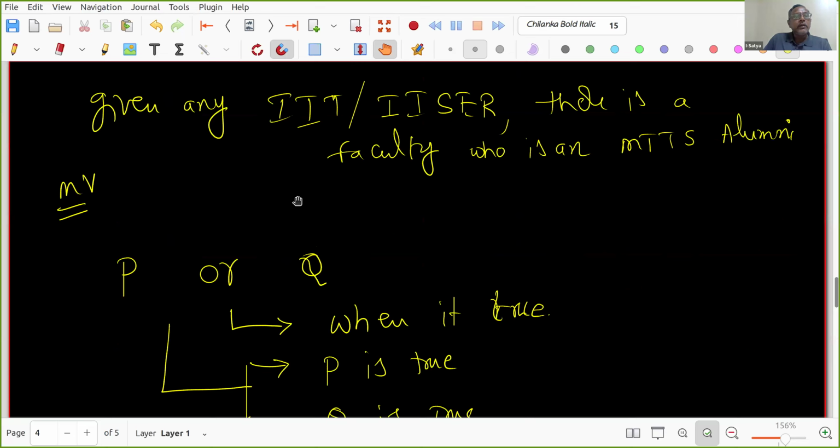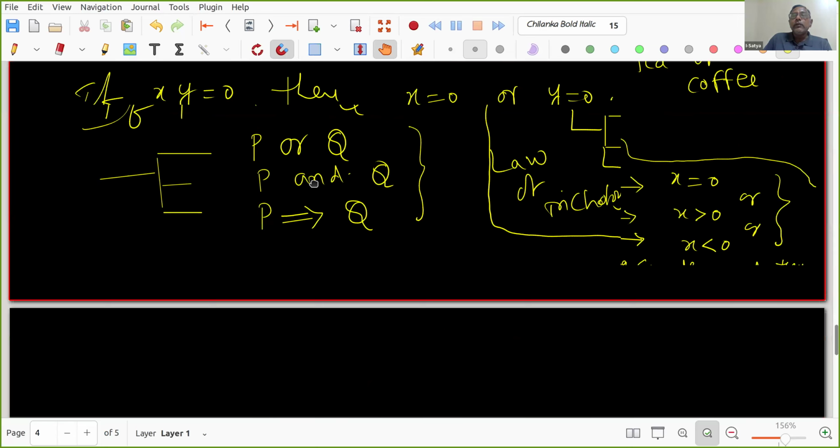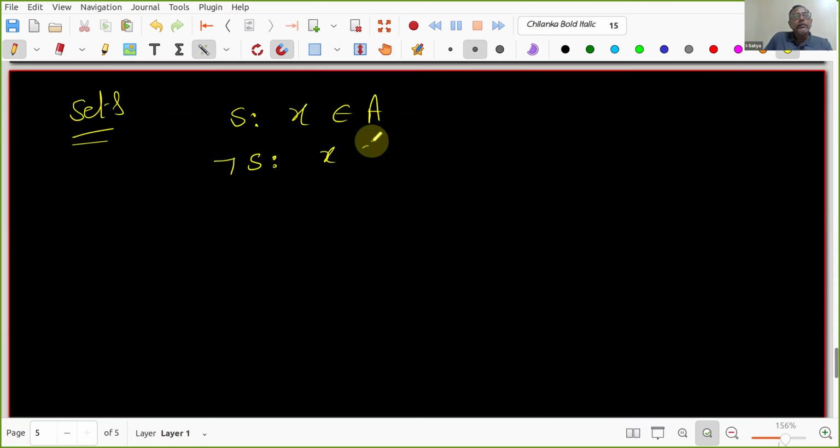So P or Q, P and Q. Whenever you face a difficulty, and you are unable to tell whether you understood or not, you have a little confusion, then look at this. Sets will be useful to you. How will sets be useful? X belongs to A, right? Then what is the negation of this? X does not belong to A, right? I'm not asking you since you know it.